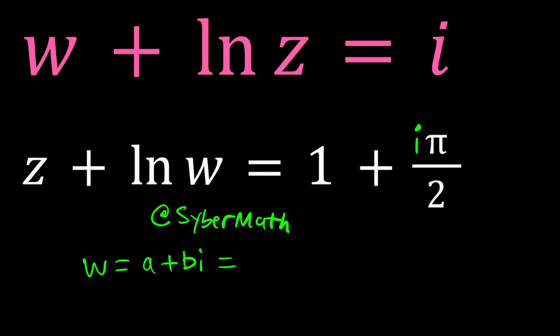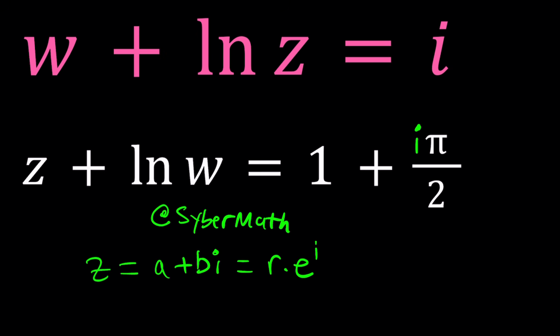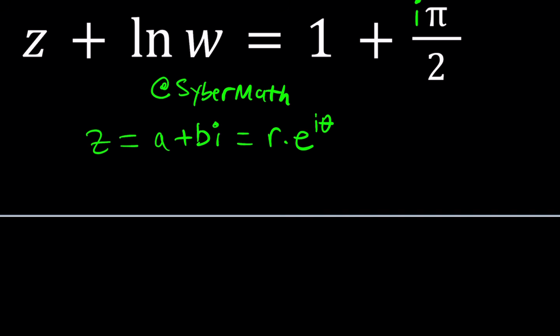Let's start with Z first. So Z, we can definitely write it as a plus bi, which is the name of this channel, by the way, in case you forget. But we can also write it as r times e to the power i theta. Of course, in this case, thanks to Euler, we have an identity. e to the i theta can also be written as cosine theta plus i sine theta, and it's actually the most beautiful equation in math, if you think about it.